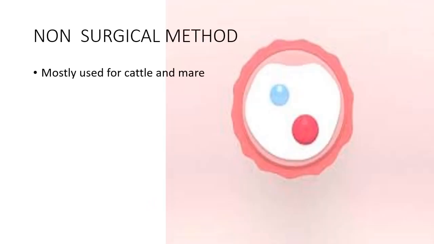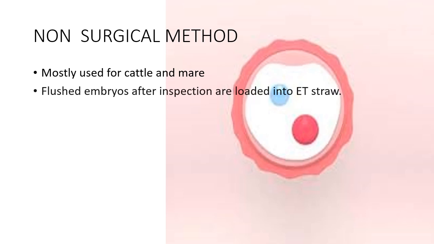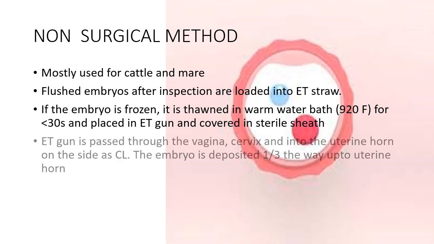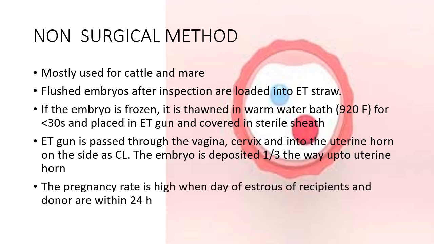Non-surgical method. This is mostly used for cattle and the mare. Flushed embryos, after inspection, are loaded into the ET straw. If the embryo is frozen, it is thawed in a warm water bath at about 92 degrees Fahrenheit for 30 seconds and placed in the ET gun, covered in a sterile sheath. The ET gun is passed through the vagina, cervix and into the uterine horn on the same side as the corpus luteum. The embryo is deposited one-third of the way up the uterine horn. The pregnancy rate is high when the day of the estrus of the recipient and the donor are within 24 hours.